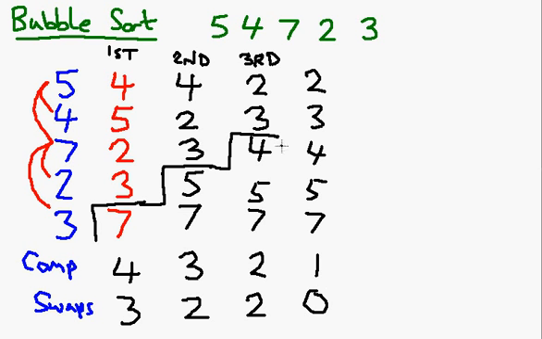So once the computer has gone through the list and it has made no swaps in that pass, then it stops. So what we can do is count the total number of comparisons and the total number of swaps. The total number of comparisons is 4, 7, 8, 9, 10. And the total number of swaps is 3, 5, 7. And that is how we use bubble sort.